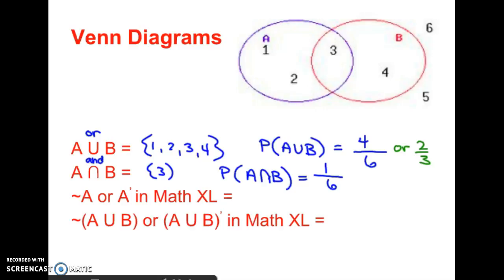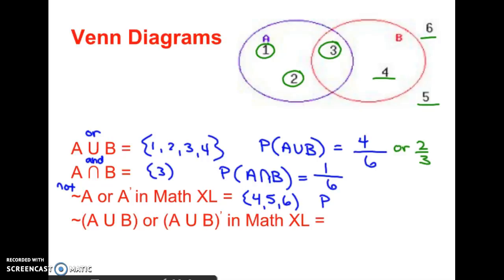The third question. That symbol means not, so not in A. Remember, they may use an apostrophe in Math Excel. So right now, the stuff that is in A is 1, 2, and 3. So the stuff not in A has to be this 4, 5, and 6. So that one would be 4, 5, and 6.